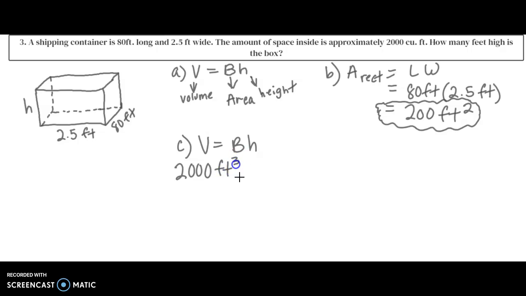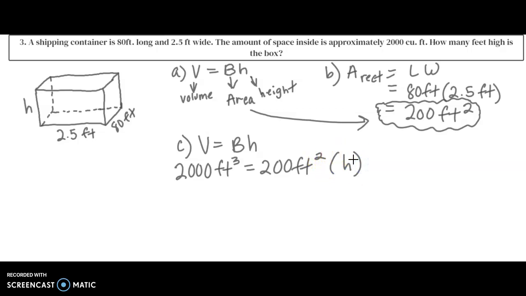Cubic means to the third power. If it was squared feet, it would be feet to the second power, but because it says 2,000 cubic feet, it is 2,000 feet to the third power, equals our capital B, which is the area, in this case the area of the rectangle, is 200 feet squared times the height.